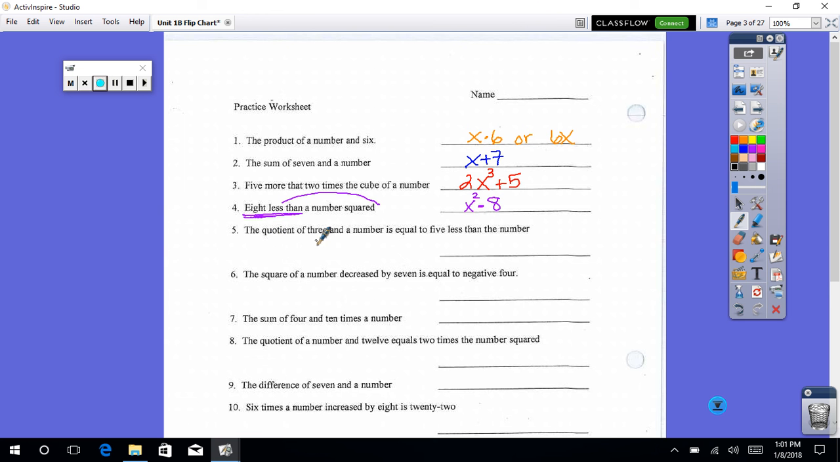Okay, the quotient of 3 and a number. Okay, quotient means to divide. So the quotient of 3 and a number is equal to 5 less than a number. Like I said, if you see less than, you take what it is saying and put it afterwards. So I'm going to say 5 less than a number.